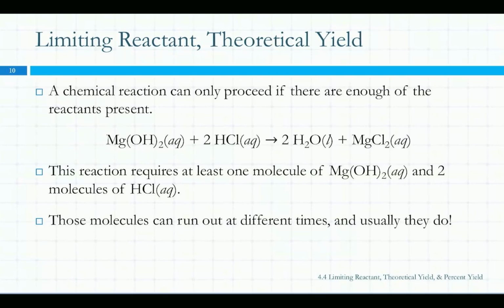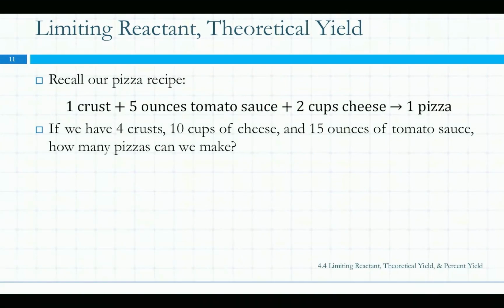So what we want to know is what happens when we do run out of one, and how do we figure out which one we run out of first? So go back to our pizza analogy. If we have 4 crusts, 10 cups of cheese, and 15 ounces of tomato sauce, then how many pizzas can we make? So you could say from the 4 crusts, if it's 1 crust to 1 pizza, we'd say that's 4 pizzas. So can I make 4 pizzas? Maybe, I don't know yet. We have to calculate the other ones, right?